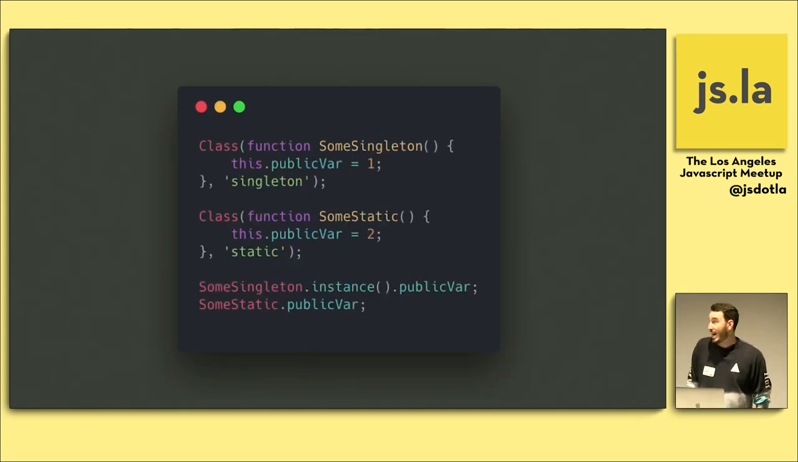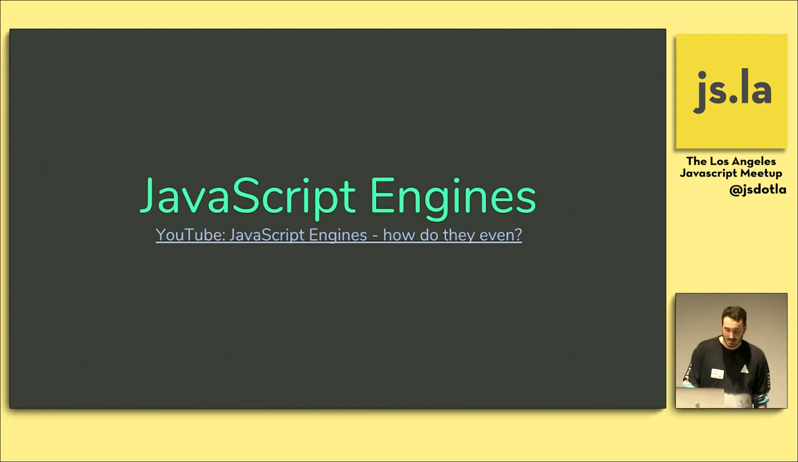We can simulate different patterns, so a singleton gets initialized when the instance function is called, and a static is initialized immediately at runtime and then you have access to its properties. So that's the boring stuff. Now we get into the good stuff.